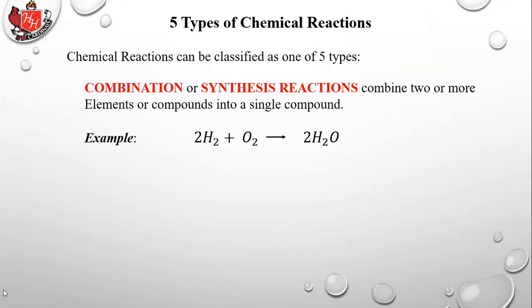So the first thing we're going to do is go over the 5 fundamental types of reaction that are used in chemistry. The first one is called a combination or synthesis reaction, and that combines 2 or more elements or compounds into a single compound. So there's an example below of 2 things being combined into 1.